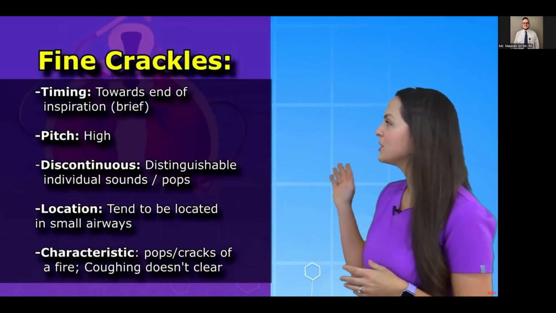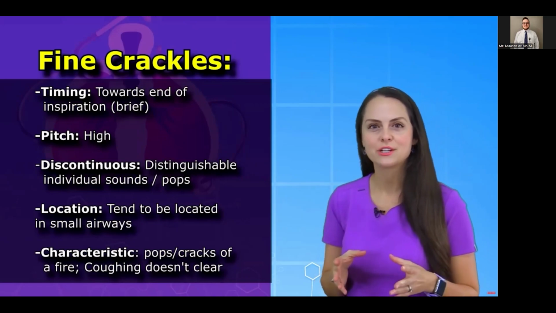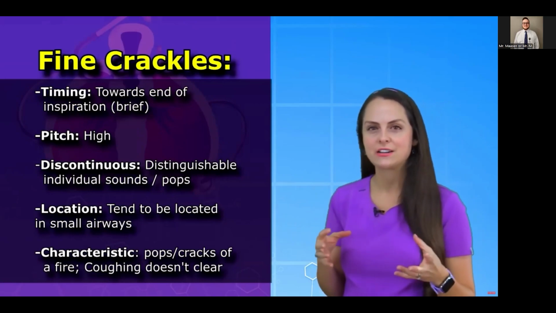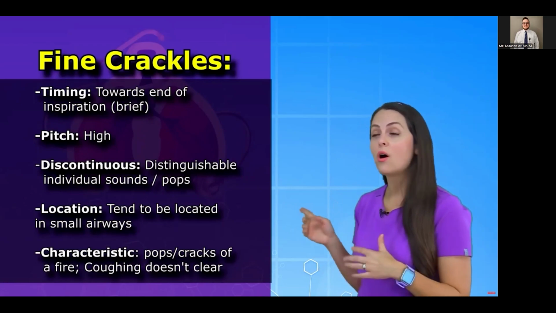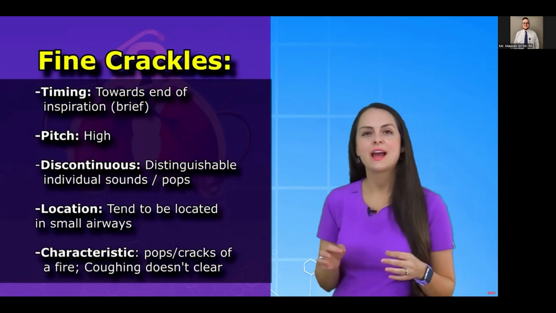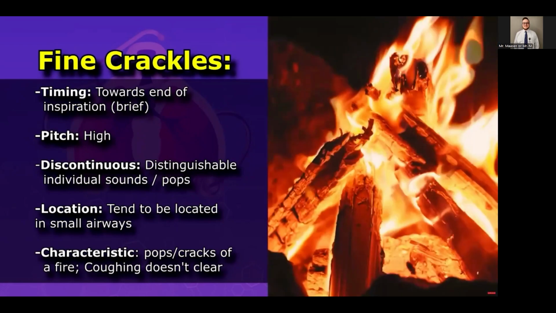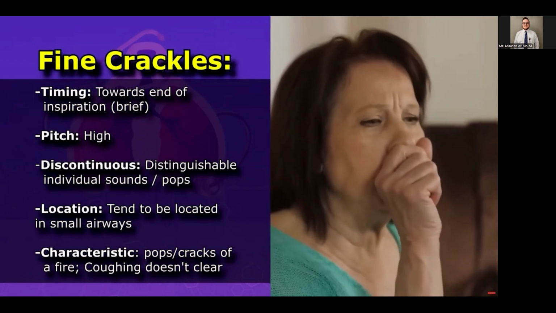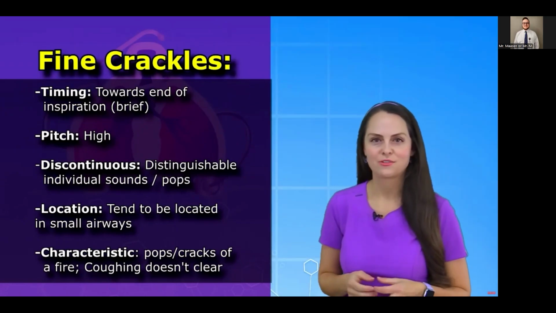You also want to make sure that they are discontinuous, meaning that you're able to distinguish those individual popping, cracking sounds that are occurring in a series, so they're intermittent. And these sounds tend to be located in small airways. Plus, they're going to have this defining characteristic. They're going to sound very similar to popping or light crackling of a fire, and they cannot be cleared with coughing. And again, let's listen to that sample of fine crackles.